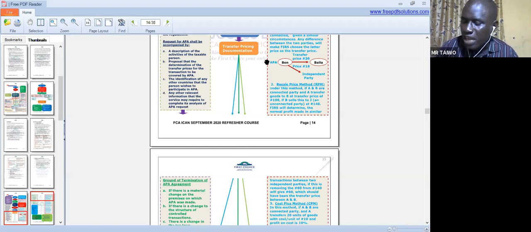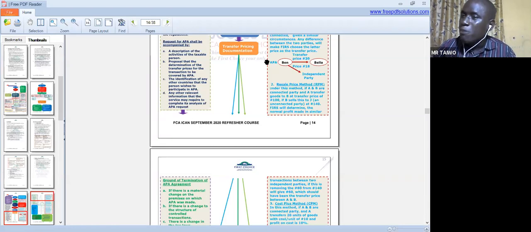Now, if B received it, B is also selling it to an outsider. B is now selling those goods to C, but C is not within the company. It's an outside firm. I hope you understand. B will not sell what he bought at 100 naira to C at 100 naira again, because B will want to make a profit on it. Let's say the profit he made is maybe 50 naira.